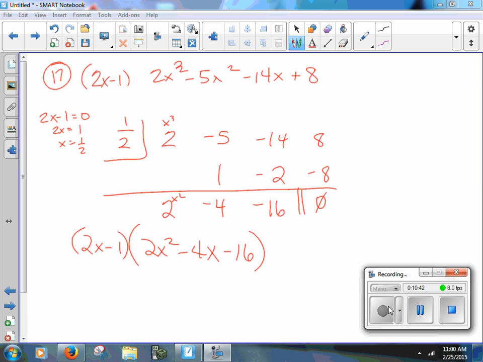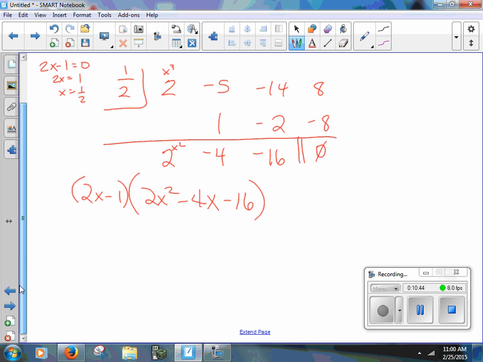Is that right? Joe, you with me? Okay. Now, what's the first thing you factor out always, everybody? GCF. Keep bringing down that 2x minus 1. What's the GCF of that trinomial, everybody? 2. 2 times what is 2x squared? 2 times what is negative 4x? 2 times what is negative 16?